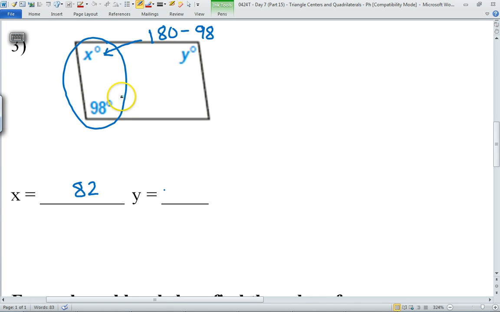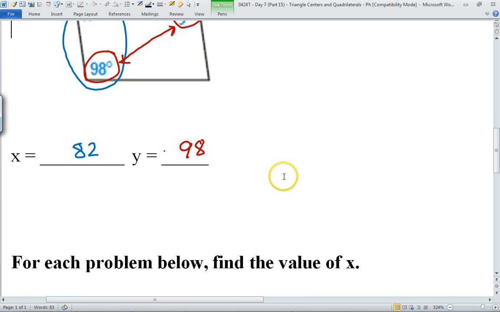Now for the other, there's really no work to do. The angles that are opposite each other should be the same. In a parallelogram, opposite angles should be equal. So y should be 98. So that is how you do number 3.